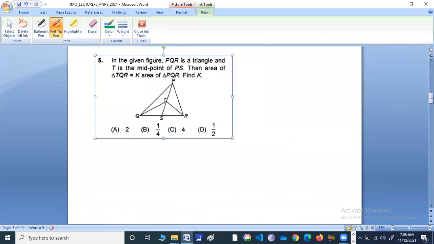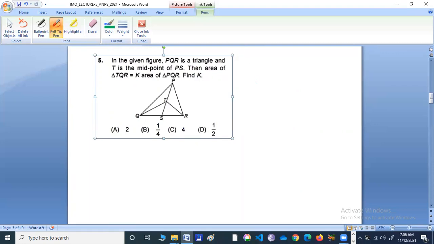The given figure PQR is a triangle and T is the midpoint of PS. Okay, and area of TQR is equal to K into area of PQR. You need to find the value of K. Okay, good. Now see, T is the midpoint of PS. So QT is a median, right?